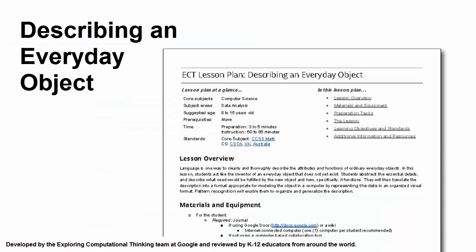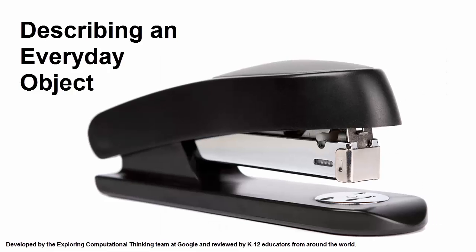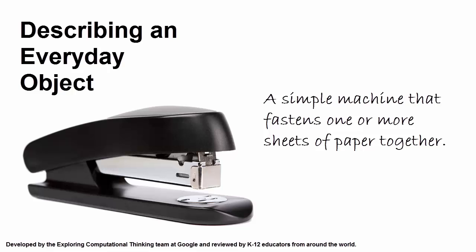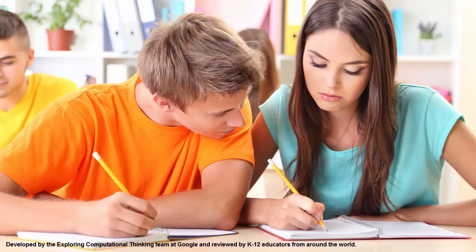Describing an everyday object. In this activity, students first go from specific to general by carefully describing an everyday object using general terms so that someone who didn't know what it was could understand. Students then trade descriptions and try to figure out what each other was describing.